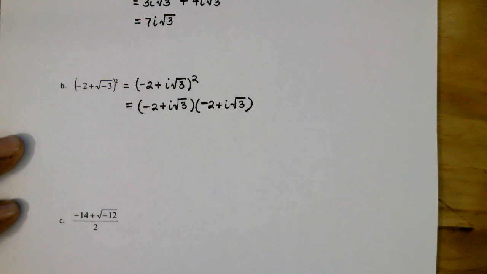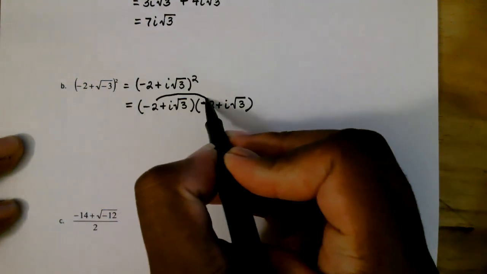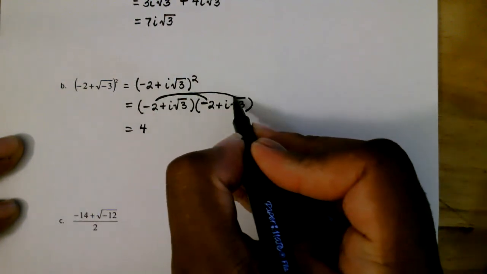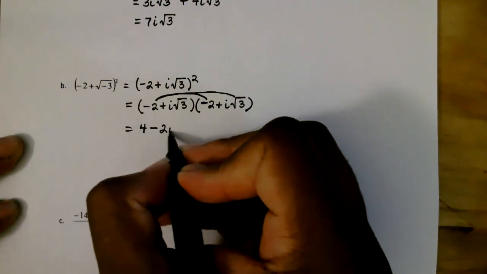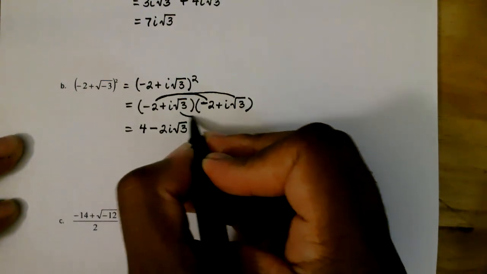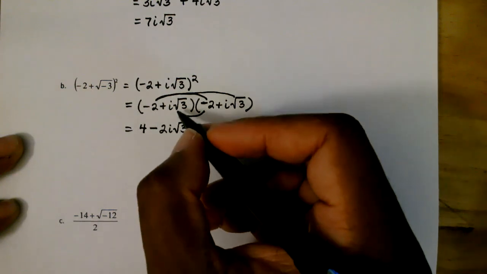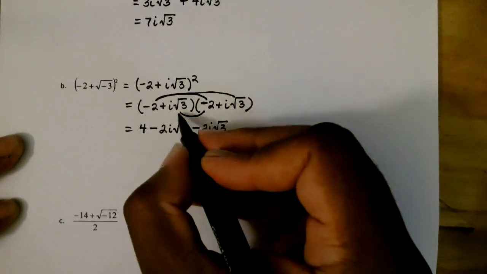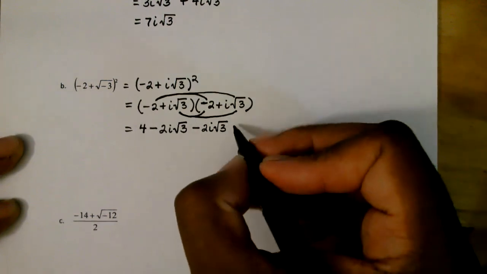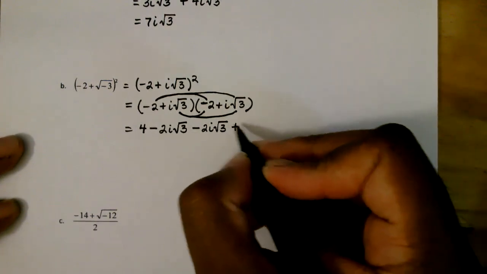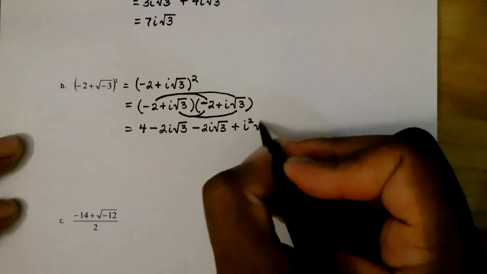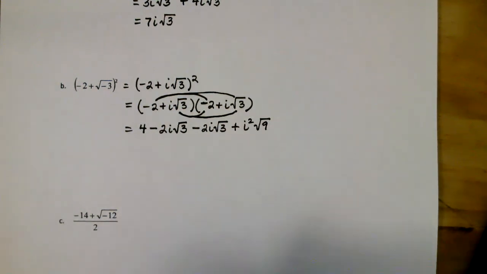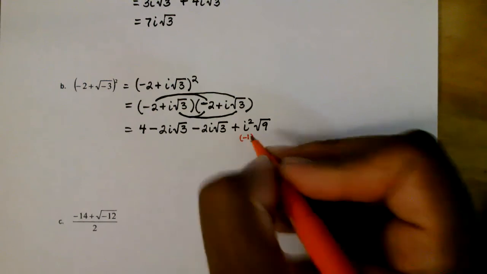And then we use the FOIL method. So here, negative 2 times negative 2, first times first, that's 4. Outer, negative 2 times i square root of 3 will be minus 2i square root of 3. Inside times the inside, i square root of 3 times negative 2 will be another negative 2i square root of 3. And then the last term times the last term, i square root of 3 times i square root of 3. This will be plus i times i is i squared. The square root of 3 times the square root of 3 will be the square root of 9. And of course, i squared is negative 1.